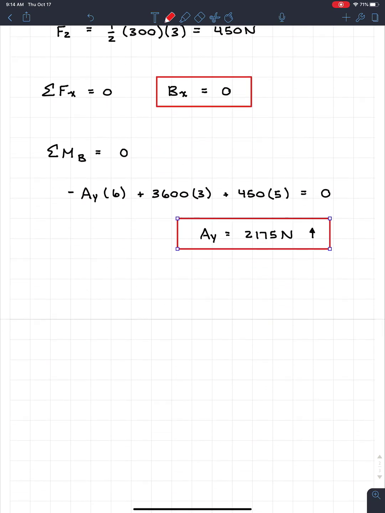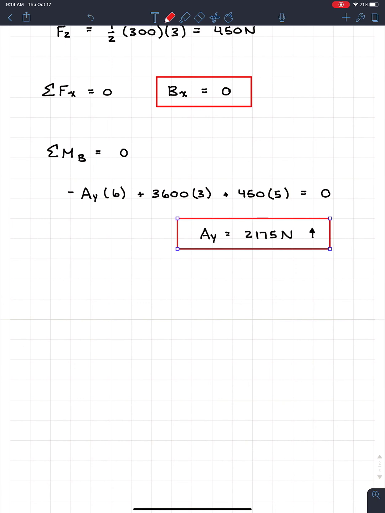But if it was negative, that would mean it would still be 2,175 newtons. The only difference is it'd be going downwards. So how I would state that is I would write 2,175 newtons. So I'd still keep it positive in my final answer, but I would just move that arrow pointing downwards. So I let the arrow define the sense of it.